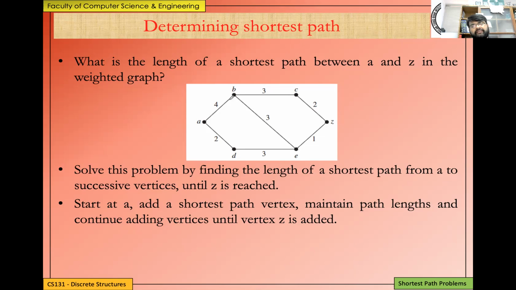Then the next shortest vertex length is from B to C, right? If you add that, you've got A to C as 7. So 7 from A to C, 5 from A to E. And then the next is add 1 to reach Z, so A to Z is 6. The path is AD, DE, and EZ, the 3 edges that you need to use. This is the shortest possible path from A to Z.